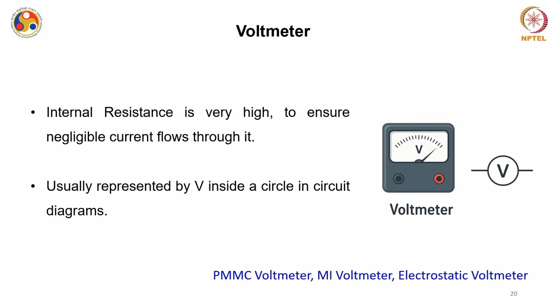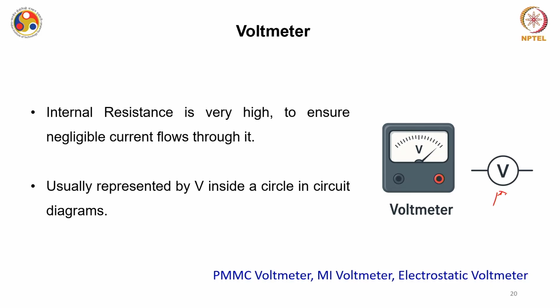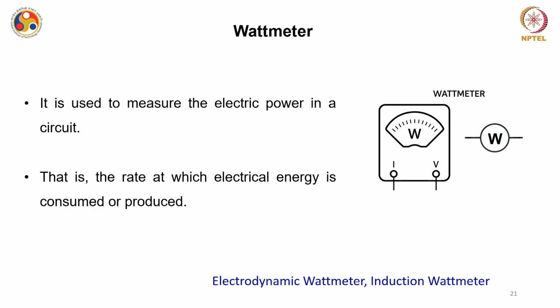The internal resistance of this voltmeter is just the opposite of an ammeter, meaning it has very high resistance. This is kept intentionally to ensure negligible current drawing capacity, so it should not draw any current from the circuit in which it has been connected in parallel. Usually, as I have mentioned, it is represented by V, and again you can have a PMMC voltmeter, a moving iron voltmeter, and we will also discuss electrostatic voltmeters in this course.